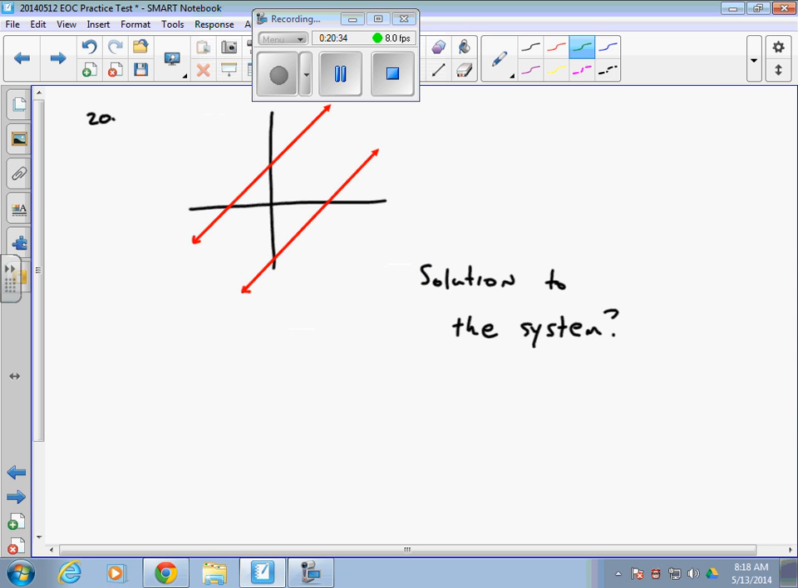Number 20 says, Jason graphed this system. What is the solution to this system going to be? Remember what a solution to a system is. It's the point where, when you have two lines, they both cross. These are parallel lines. They will never create that point where they cross. So there's no solution to these.